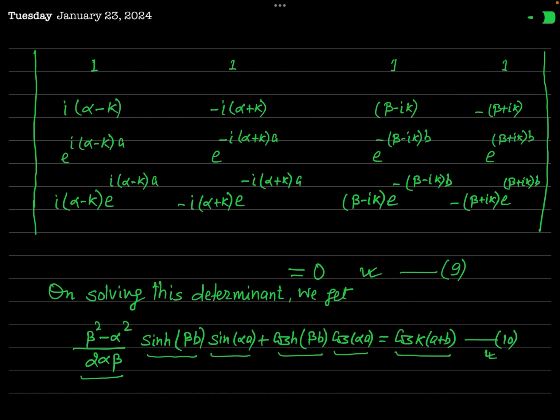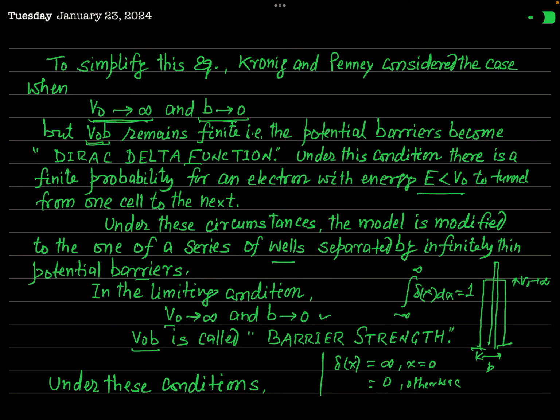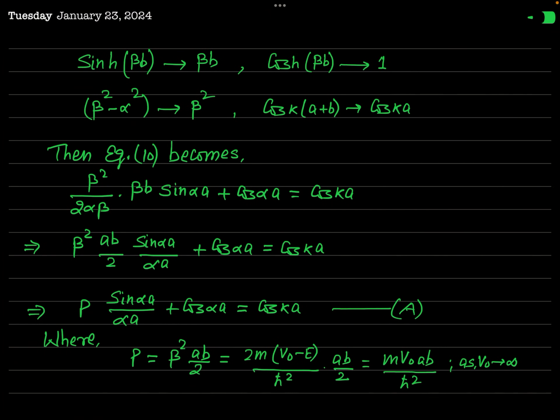Again, see this limiting condition. V naught is tending towards infinity, b is tending towards 0, but V naught b is constant, it is finite. Since b is tending towards 0, sinh βb in this limiting condition will tend to simply βb. You know, limit θ tends to 0, sin θ equals θ. Similarly, limit θ tends to 0, sinh θ equals θ, and cosh θ is equal to 1. So in this limiting condition, when b tends to 0, cosh βb will be equal to 1.